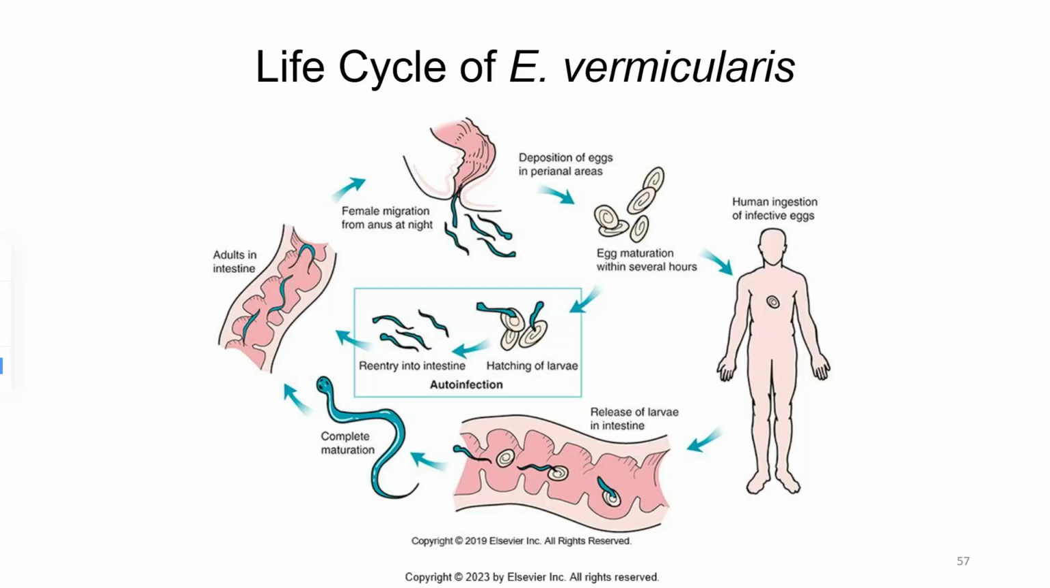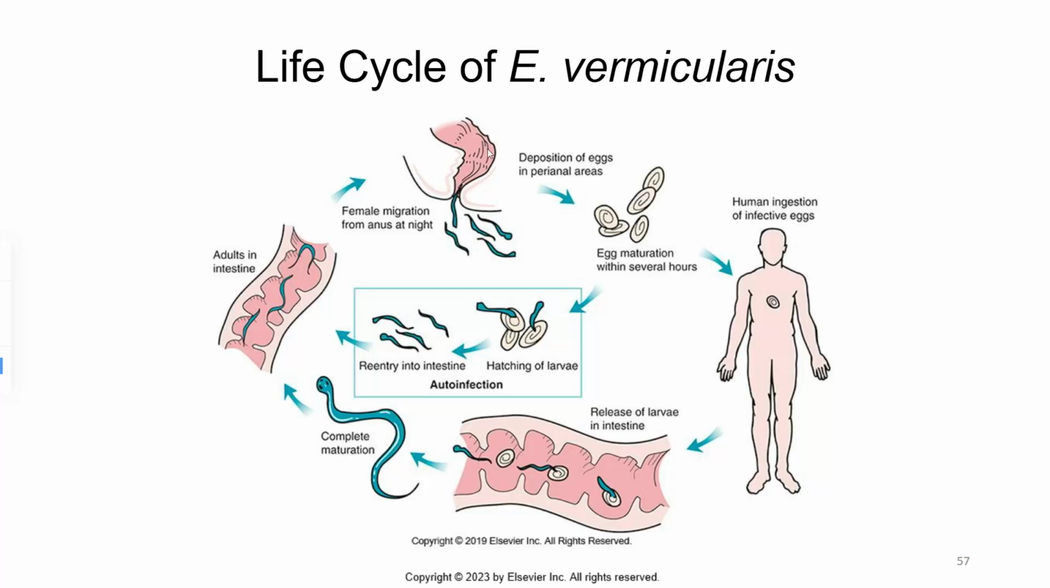So the life cycle. We start with the eggs. Typically, the eggs are inhaled and then ingested. So they're breathed in and then they go down into the throat, into the digestive tract. From there, we are going to release larvae. The larvae grow into adult worms, and then the worms will migrate out of the anus at night.